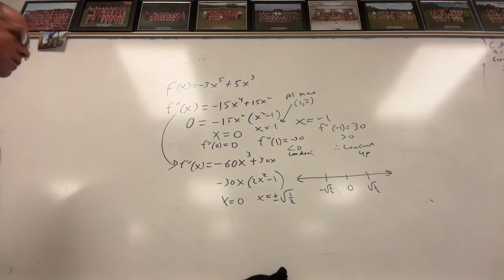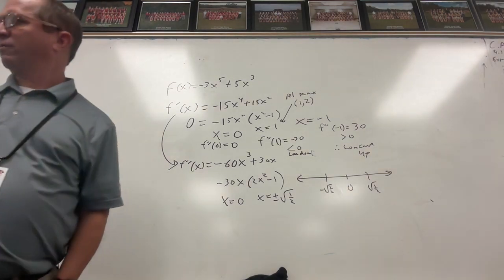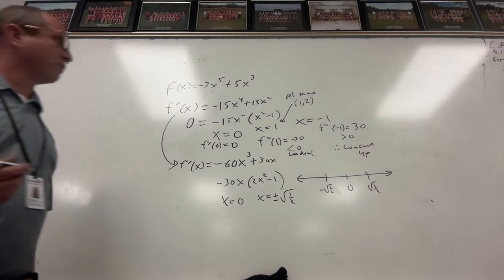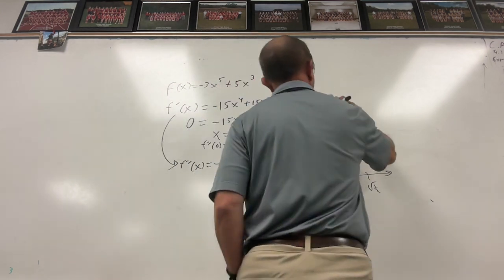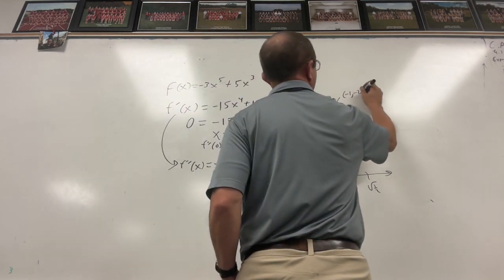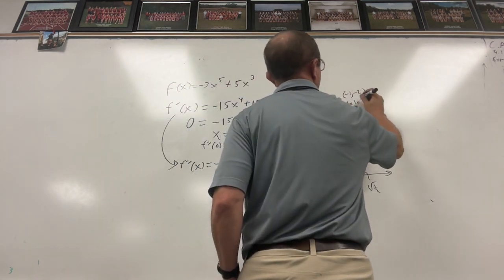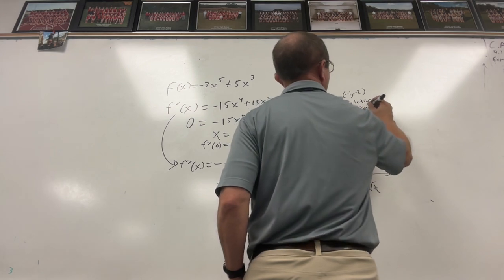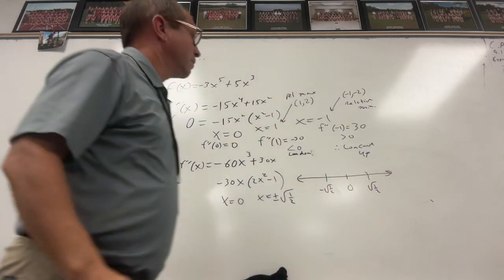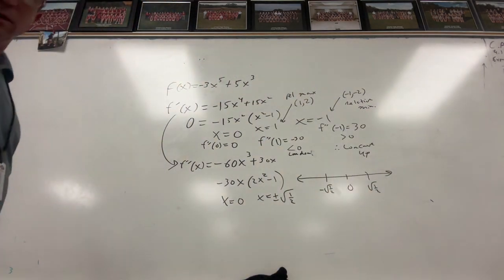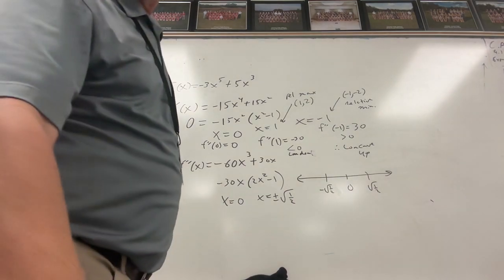Okay, so we've got a relative minimum there, and if we plug it in, we get negative 2 as the solution. So it's negative 1, negative 2 is the relative minimum. All right. So that is a good example of a second derivative test problem.